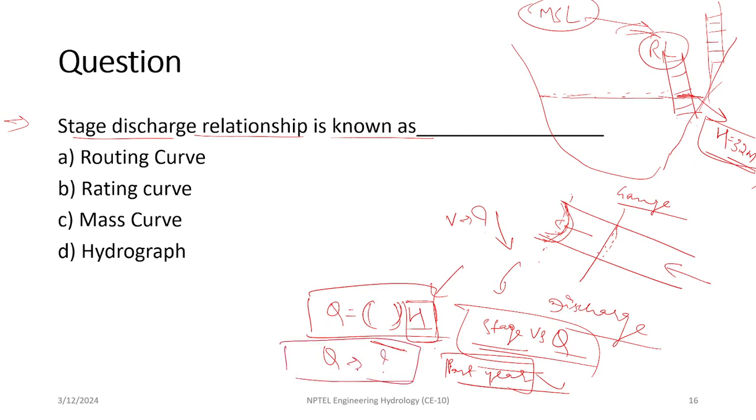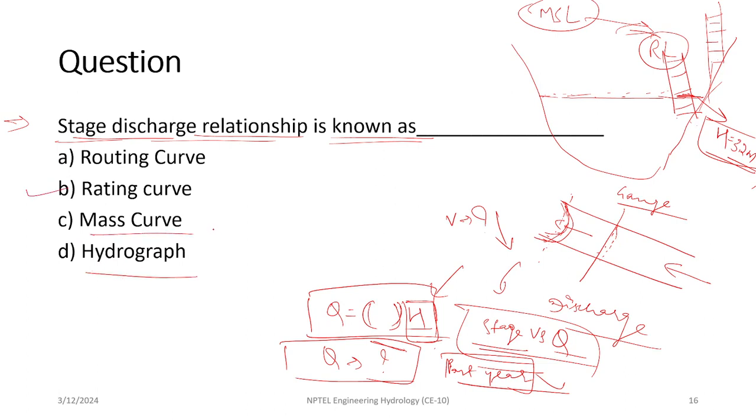So this is the procedure the CWC stations used to follow when they are maintaining the data, like past record data. Now it is asking that the stage discharge relationship is known as, there is one alternative word for the same thing. Rating curve. Yes, rating curve is the answer, because hydrograph you already know.